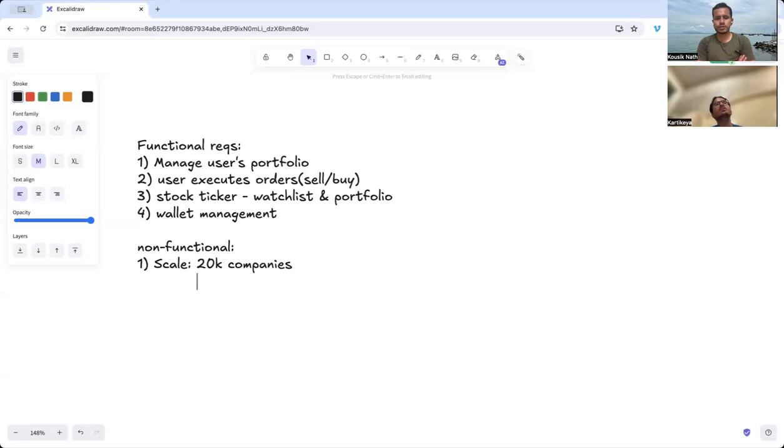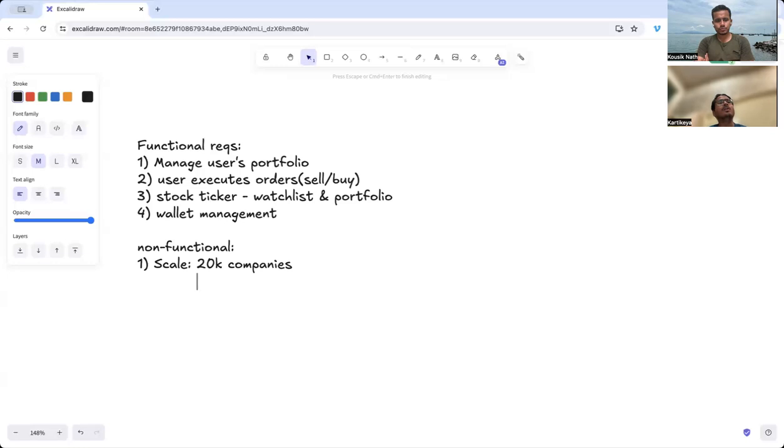Apart from that, the broker can be integrated with multiple exchanges. Even if a company is registered on two separate stock exchanges, we will consider both of them as separate companies so that it's easier to maintain, and the symbol allotted to them will also be different. So we have 20,000 companies, and then the number of users.